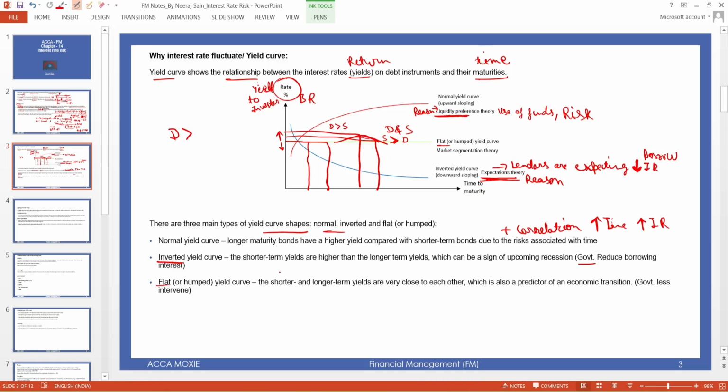So this is the market segmentation theory. Market segmentation theory means demand and supply. And sometimes it can be flat, but this is a rare situation, when the economy is stable and demand and supply are equal, but this is a rare case that can happen in an economy. I hope you understand this, and you can see the negative correlation. You can read this one more time and you will understand.